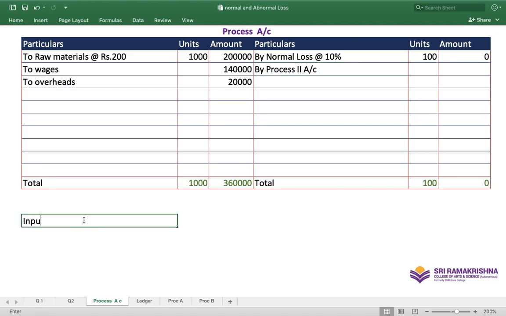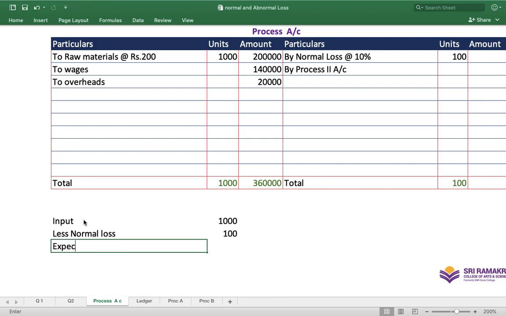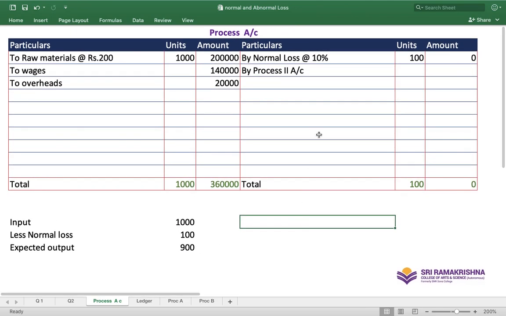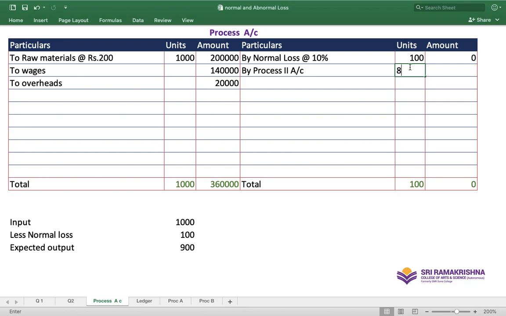So input 1000 kgs, less normal loss 100 kgs, expected output 900 kgs. So we expected 900 kgs as output, whereas the output is only 800 kgs. So we assume that the balance of 100 kgs is abnormal loss.